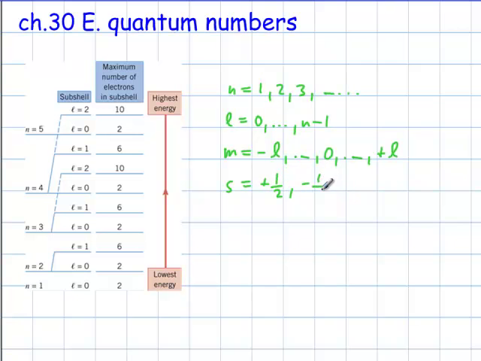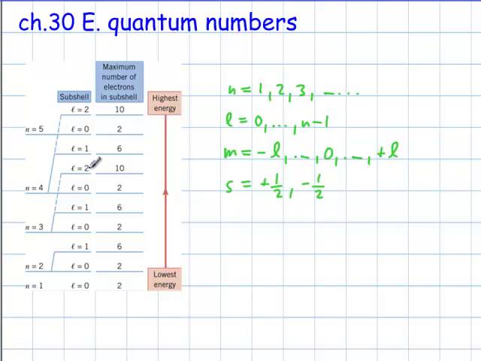And if you look at all the combinations that are possible here, that's where you come up with the maximum number of electrons in a subshell. Let me just look at, for example, this one here. So N equals 3, and the largest L that is possible is 2.